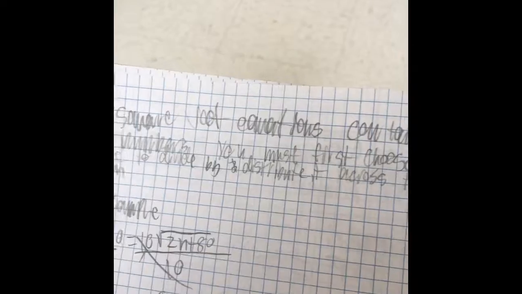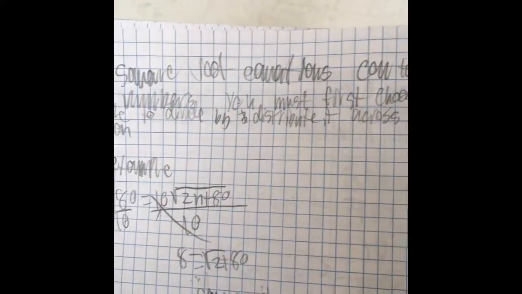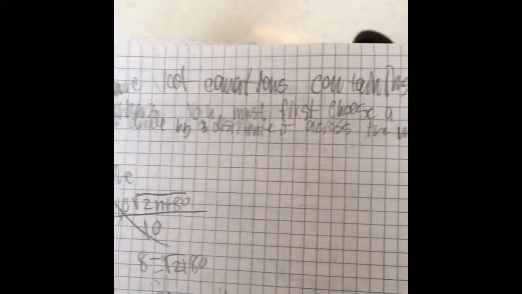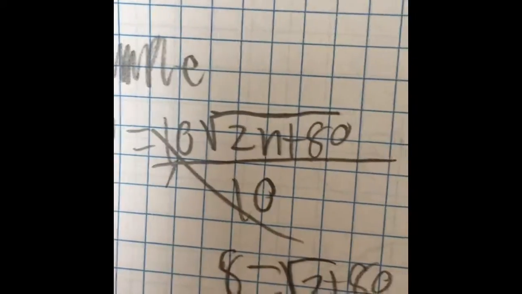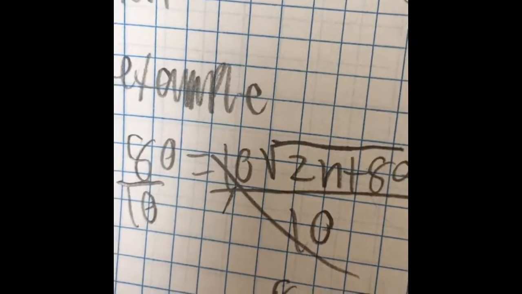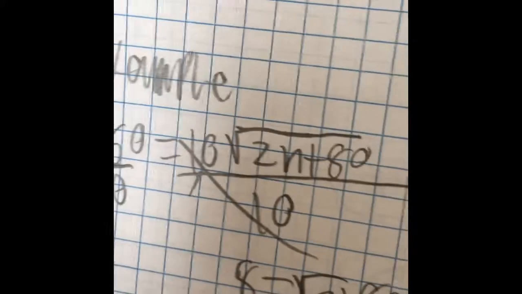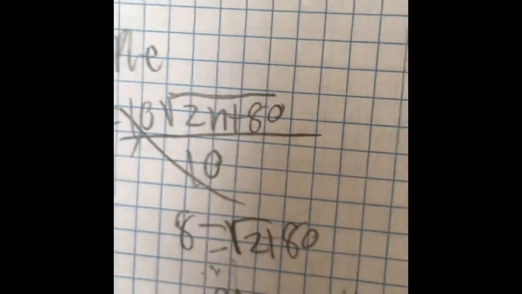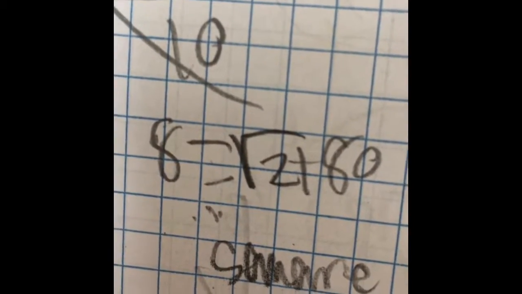This is how you solve for a square root containing a large number. When solving for a square root problem with large numbers, you must first choose a common multiple to divide by and distribute it across the entire equation. So in this example, we have 80 equals 10 square root 2n plus 80. That 10 is going to go underneath the 80 and underneath the 2n plus 80, and it's going to change the equation into that right there: 8 equals square root of 2n plus 80.